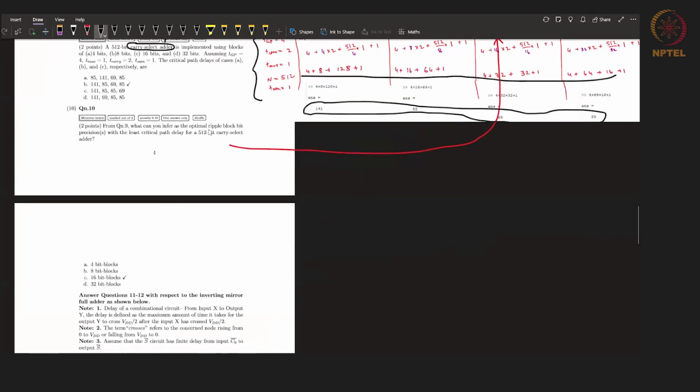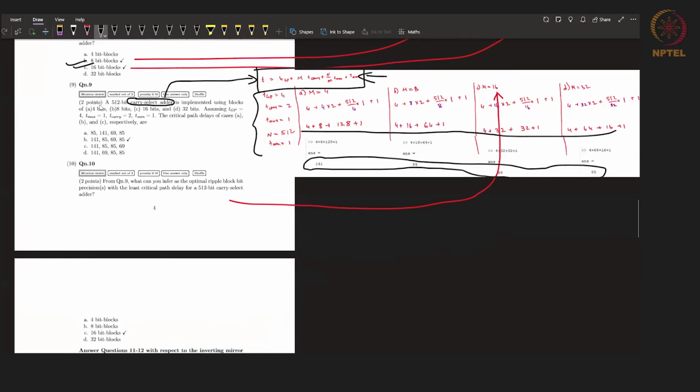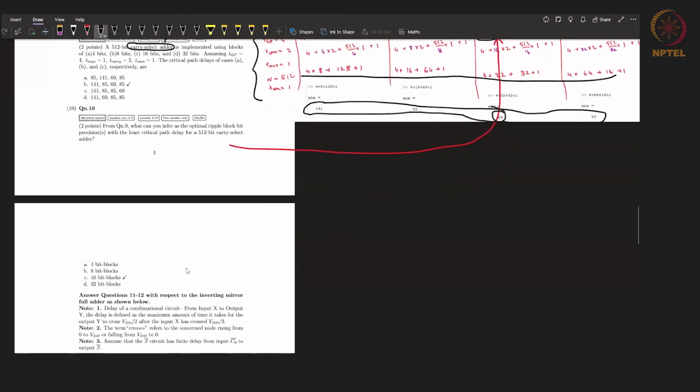The following question asks you again from question number 9, which is the best possible combination. If you see, the delay 69 is the minimum. That is, for M equal to 16, you're getting the best value. So 16-bit blocks is the correct answer for question 10.